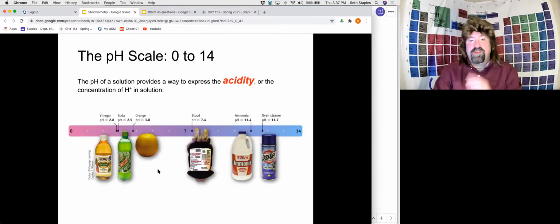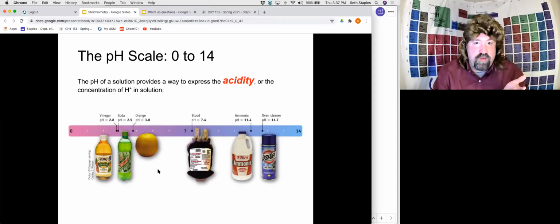Now, most of you are probably somewhat familiar with the pH scale. You've talked about it in other science classes. You know that the neutral is considered 7.